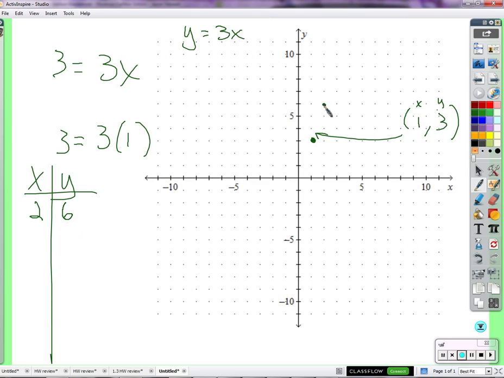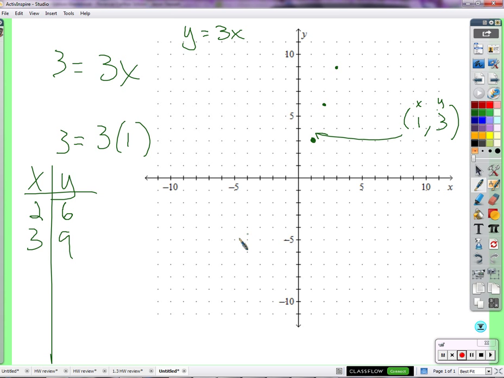Is that true? Yes. How do you know? Because 3 times 2 is 6. Grace? X equals 3 and y equals 9. Do we agree with that? Why? Because 3 times 3 equals 9. So if x is 3 and y is 9, the equation is 9 equals 3 times 3, which is 9. True. The equation is true.